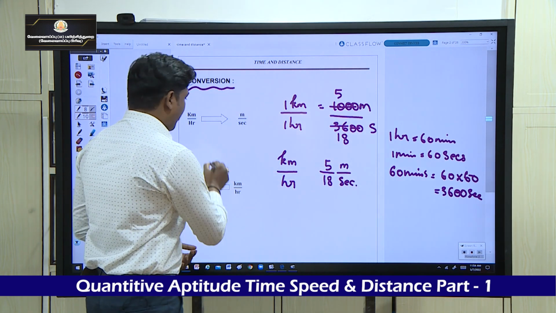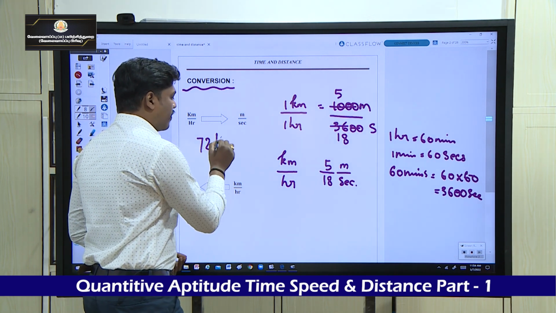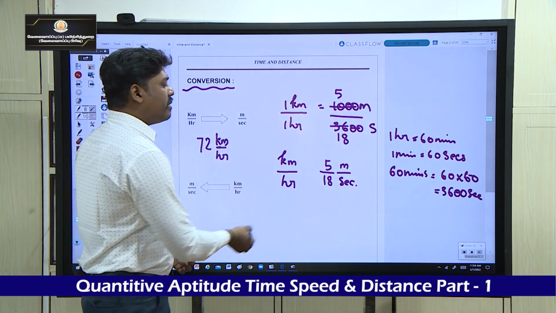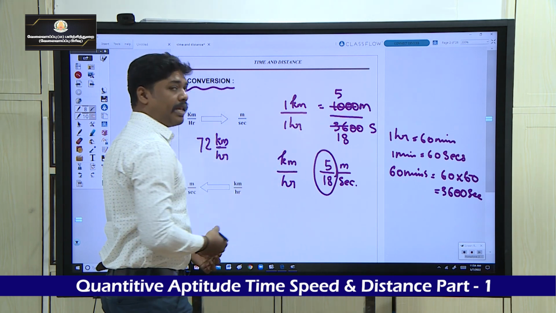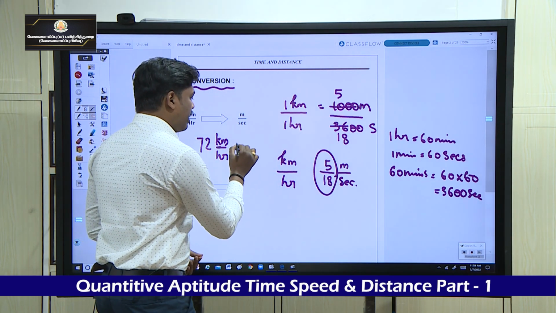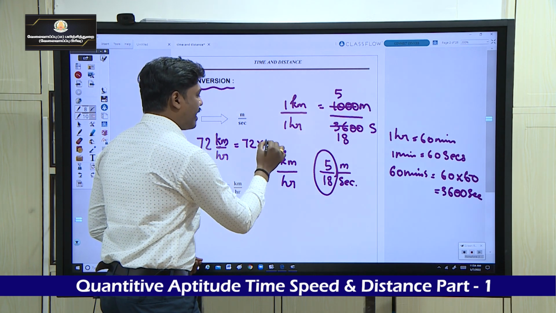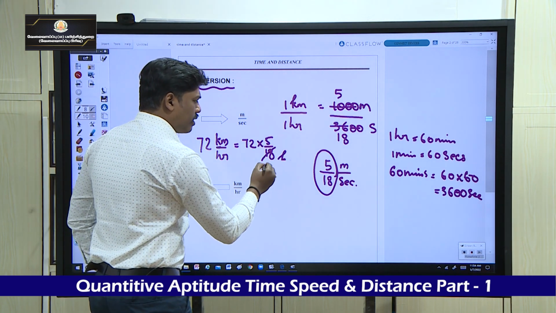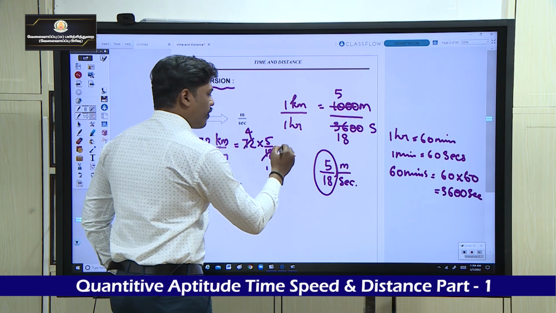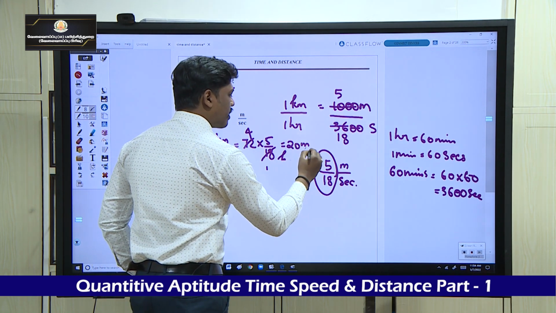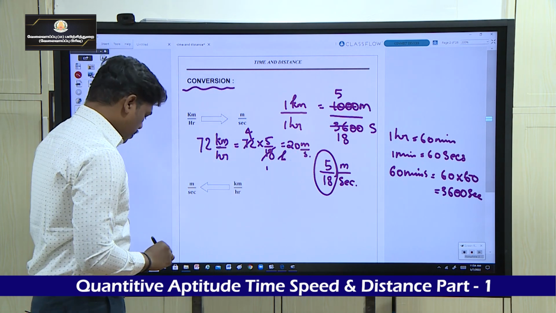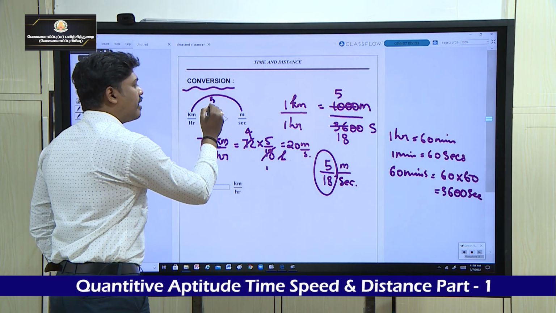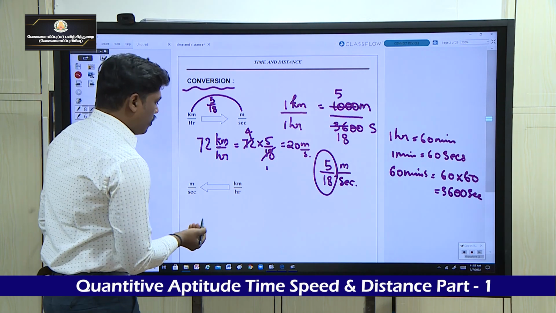If I have 72 kilometer per hour, how can I convert this into meter per second? Just multiply by 5 by 18. So multiply 72 into 5 by 18. 18 fours are 72, and 5 fours are 20, which is 20 meter per second. The important thing is, when converting kilometer per hour to meter per second, you have to multiply by 5 by 18.